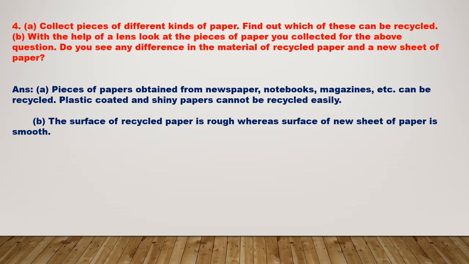Next question: with the help of a lens, look at the pieces of paper you collected for the above question. Now, do you see any difference? To be very precise, do you find any differences between the recycled paper and the new sheet of paper? If you see it by yourself, you will be able to understand. The surface of the recycled paper is very rough, corrugated, whereas the surface of the new sheet of paper is comparatively smooth.